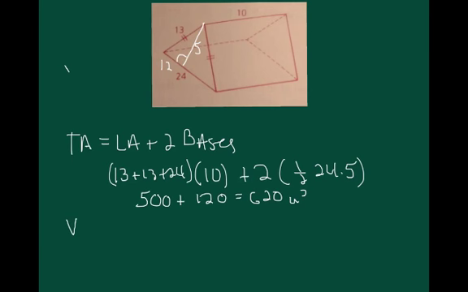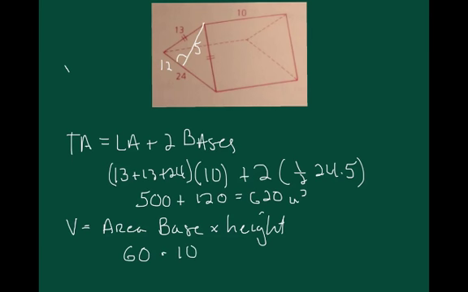All right, now when we look at the volume, we're going to take the area of the base, which we've just calculated, and multiply that times the height of the prism, which is 10. So the area of the base we'll take from the prior problem, and that's 60 units times the height of 10, so the volume is going to be 600 cubic units.